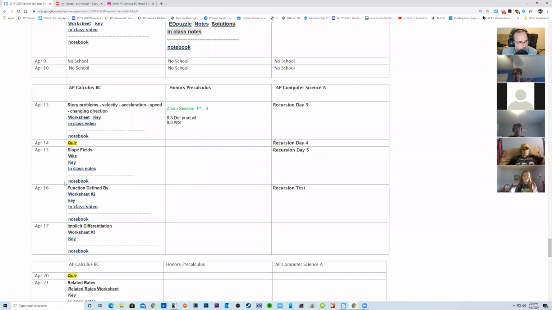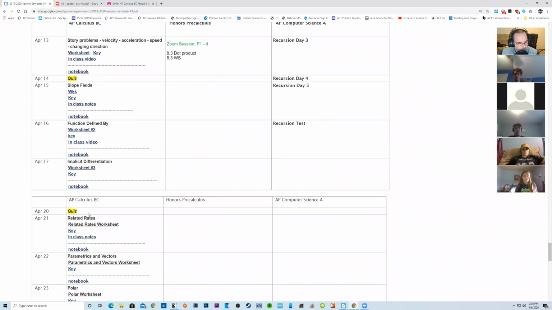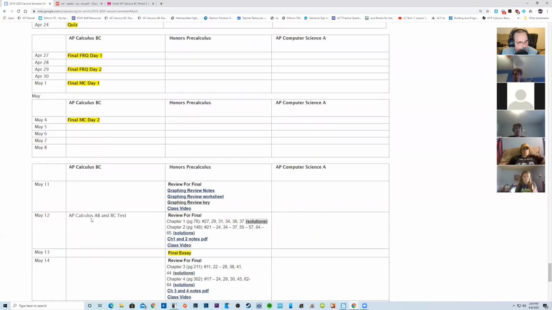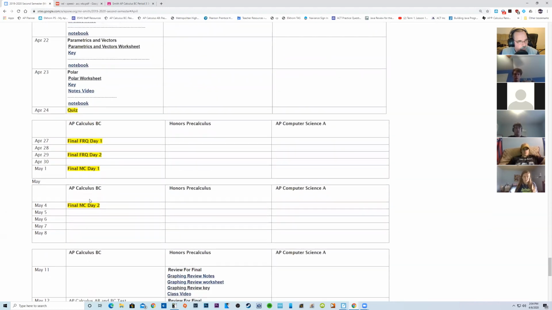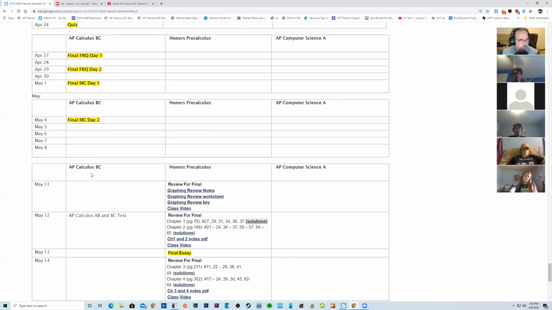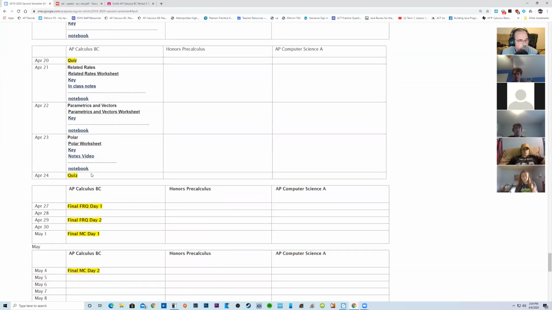Then we have slope fields, functions defined implicitly, and so on. I don't exactly know what we're going to do for this final. I kind of spread it out a little bit, but your test is actually on the 12th. I don't know what I'm going to do with that yet. I have it scheduled out till about the 4th, and then we'll do a little bit more review until May 12th. And so that's the test day.